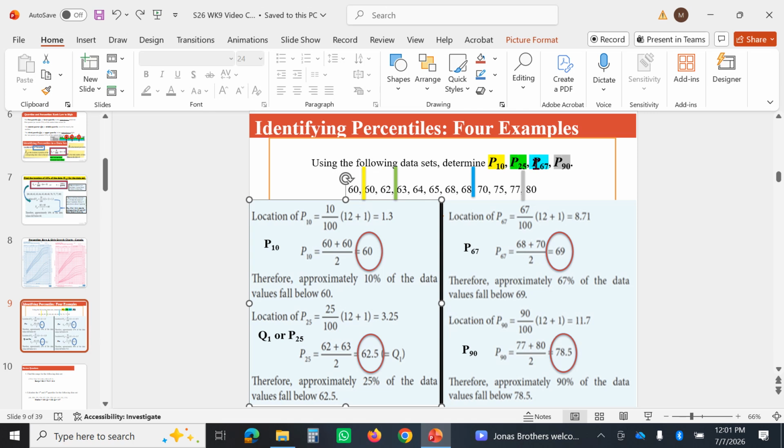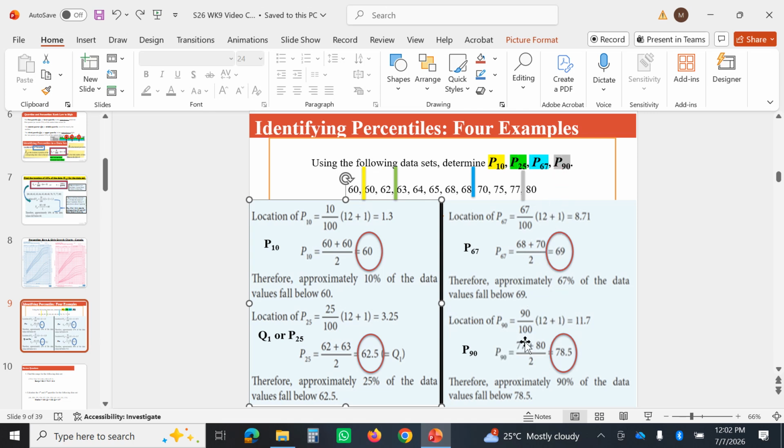Let's have a look at P67. Here we go, 67 divided by 100 times 13. And here we've got 8.71 positions up. So 1, 2, 3, 4, 5, 6, 7, 8. So it's 8.71. So it's in between these two numbers, 68 and 70, which is why I add those up, divide by 2, and I get a P67 value of 69. Okay.